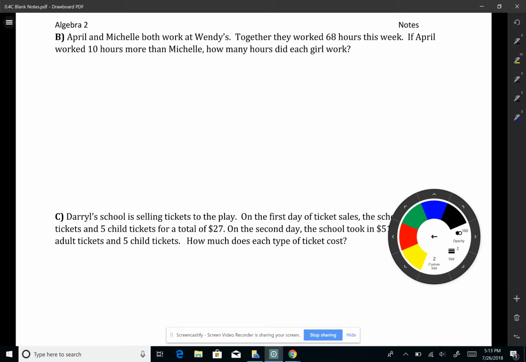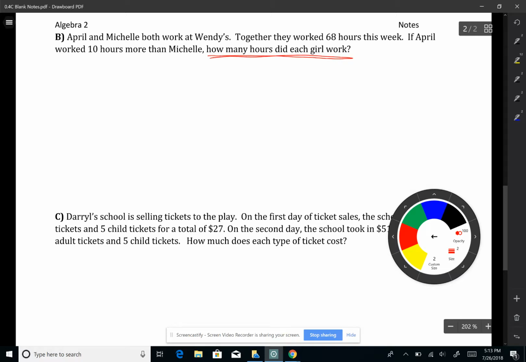So our first step is to identify the unknown. I'm going to underline that in red. That is, how many hours did each girl work? So that is what we're looking for. Okay, we've got April and we have Michelle. We're going to assign variables to the number of hours that each of them worked.